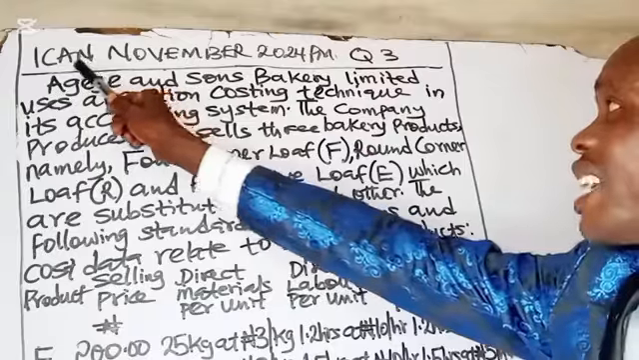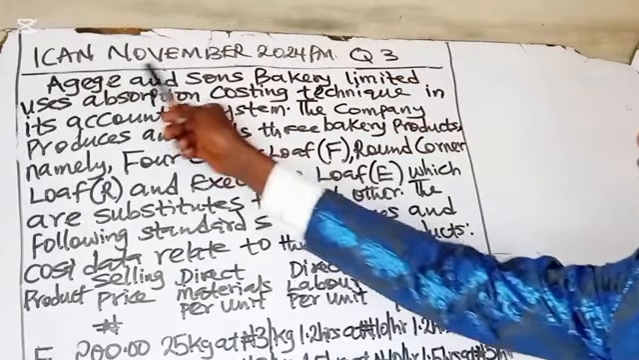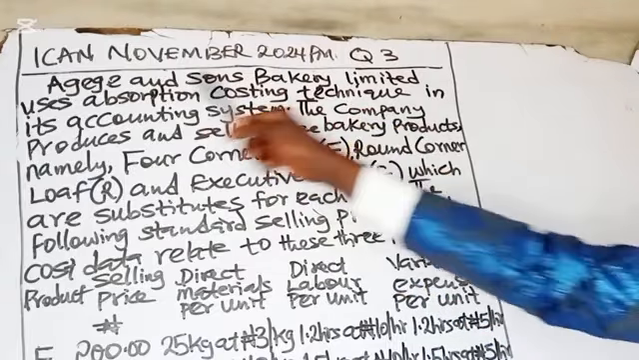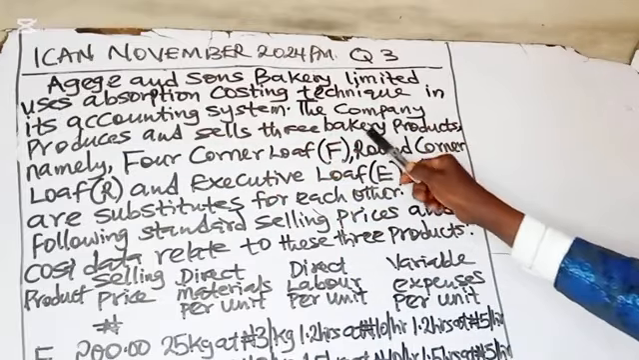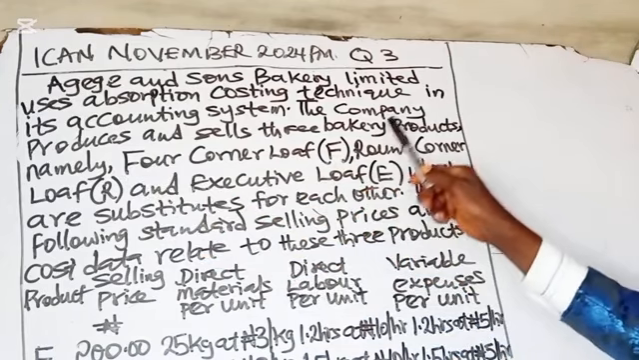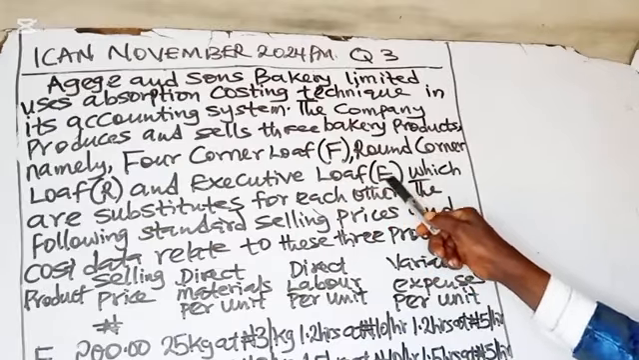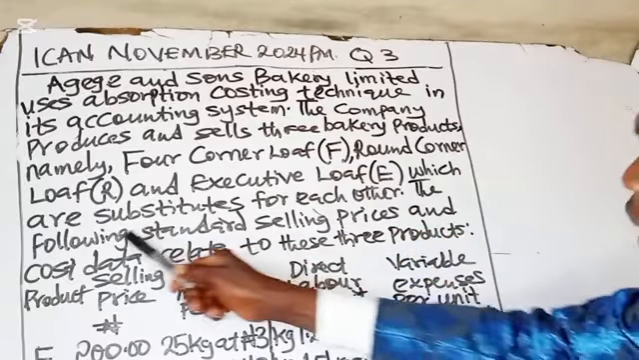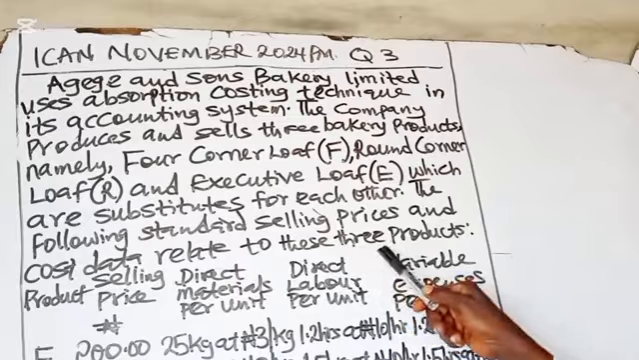ICAN November 2024, Performance Management, question number 3. ACCA and Sons Bakery Limited uses absorption costing technique in its accounting system. The company produces and sells 3 bakery products, namely four corner loaf, F, round corner loaf, R, and executive loaf, E, which are substitutes for each other. The following standard selling prices and cost data relate to these 3 products.